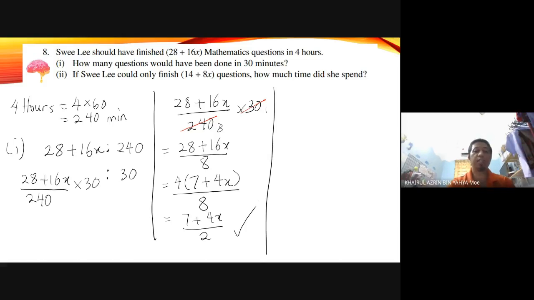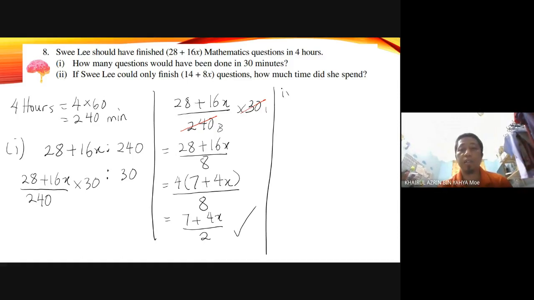Okay, so this is the answer for question 1. How many questions will have been done in 30 minutes? The answer is 7 plus 4x divided by 2. That is the answer for question number 1. Okay, now we go to question number 2.